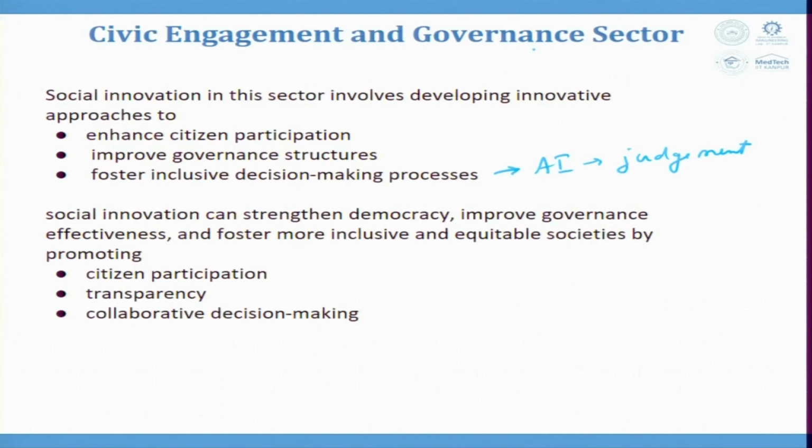So, here that is one, and in the governance sector, the state centers, the capitals are able to connect with a customer or with an agriculturist or with a needy person on a particular scheme. They get connected directly and the details of them are acquired and data analytics is done, and we try to get more interpretation from the data analytics. The social innovation can strengthen democracy, improve governance effectiveness and foster more inclusive and equitable societies by promoting citizen participation, transparency and collaborative decision making.